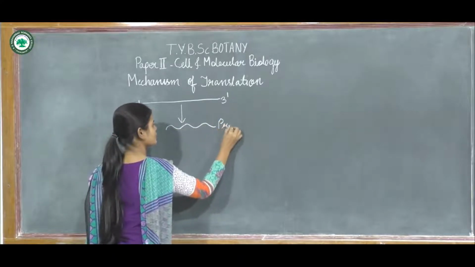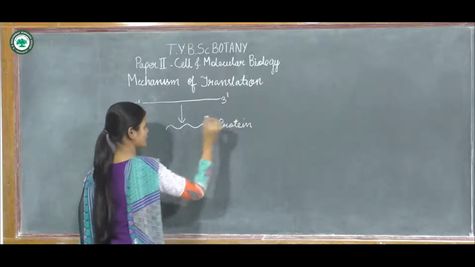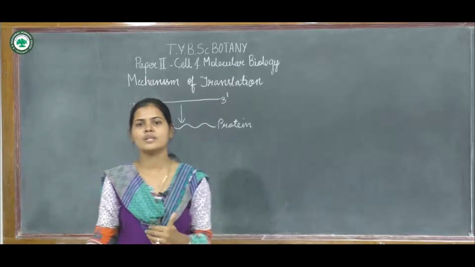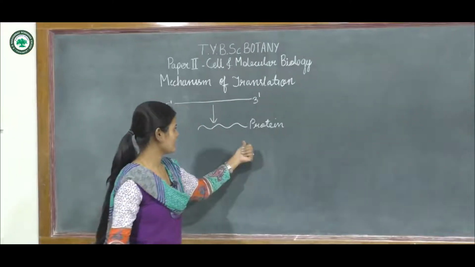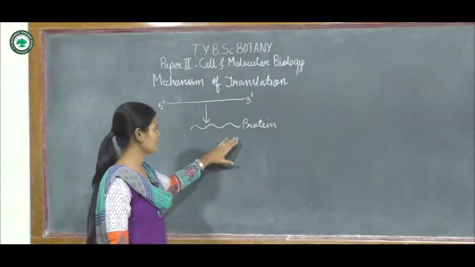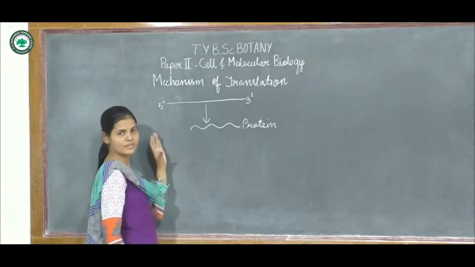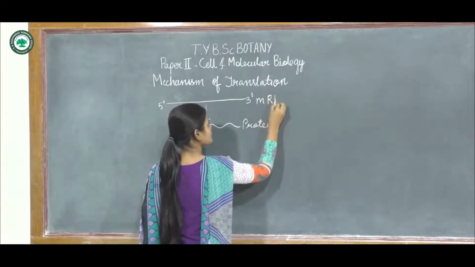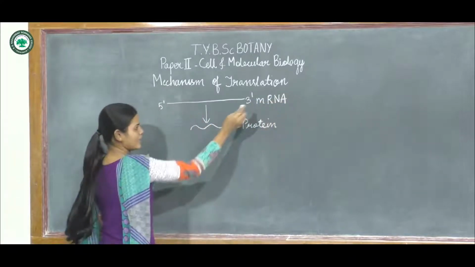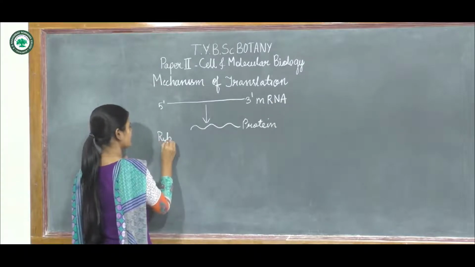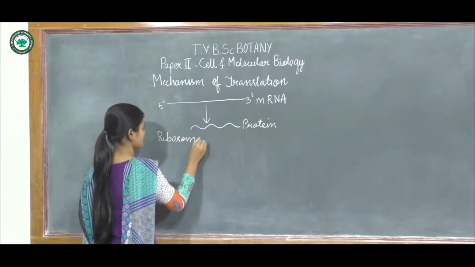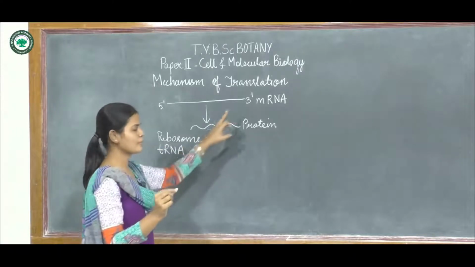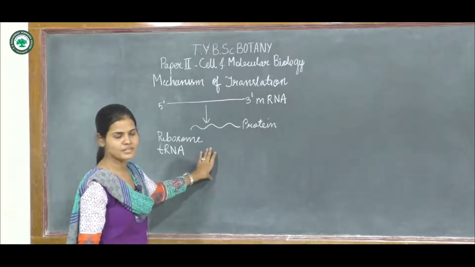So this is the protein. For the synthesis of this protein, different things are required. The things which are required for protein synthesis are: first is mRNA, then ribosome, then tRNA. So these are the important things for translation to occur.